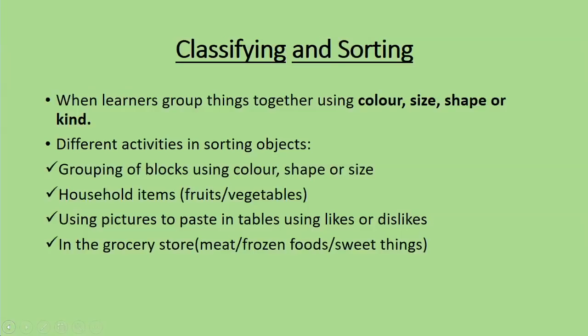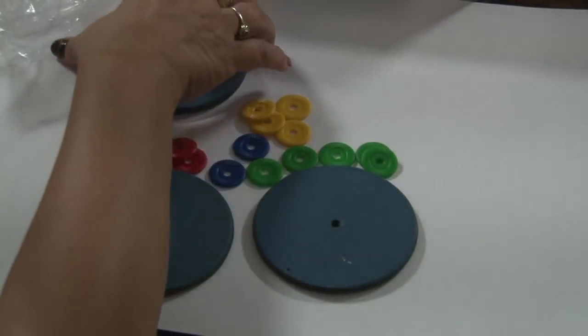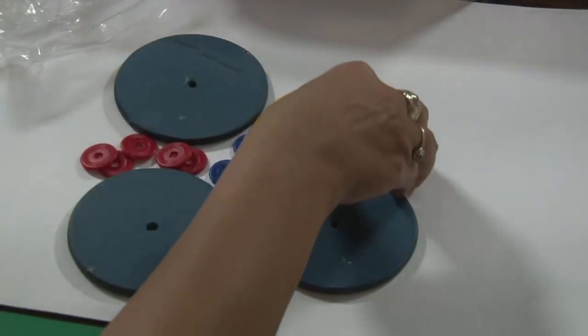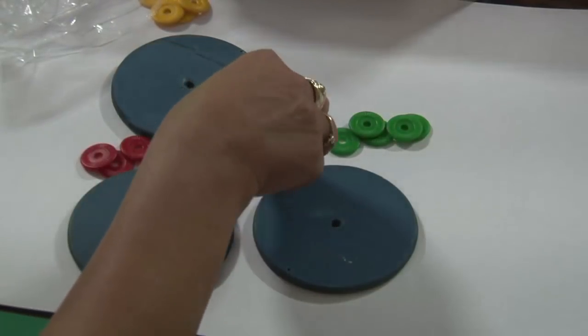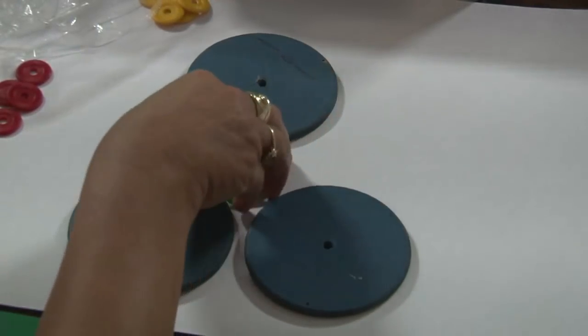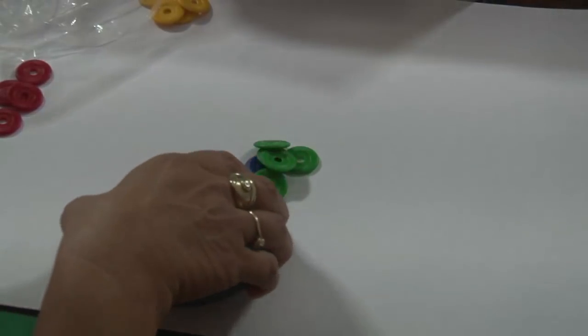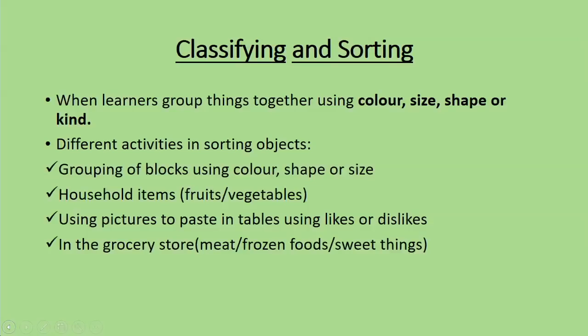Another example of how I can classify objects is according to size. Here I have other objects which are also circular, like my counters. What I will expect from my learners is to sort according to the size of the objects. These are all small circles, these are all bigger circles. So now my child has sorted objects according to size.